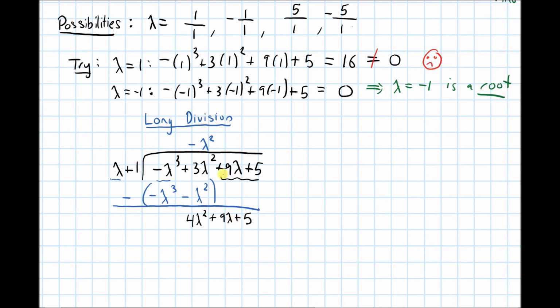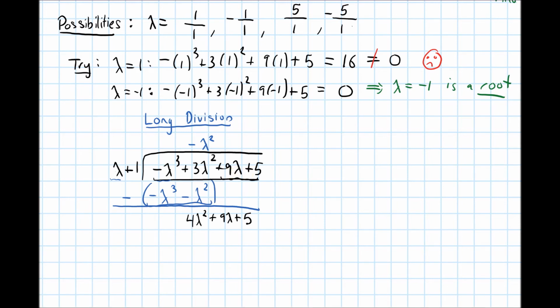And the reason I'm carrying them down is technically I'm subtracting all these black terms minus these blue terms. So the 9 lambda and the 5 are part of that. And now I repeat the process.